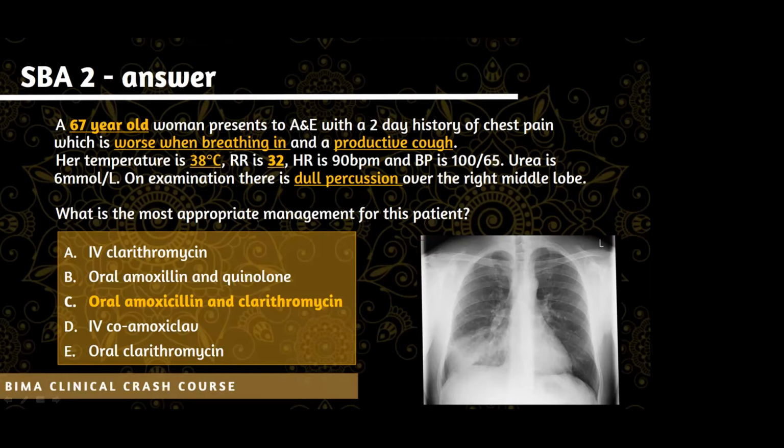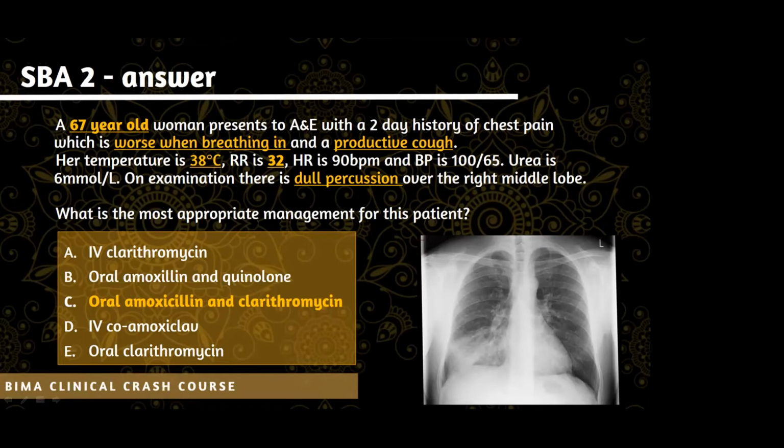When you examine the person, it's dull to percuss over the right middle lobe. I'd also expect them to have slightly reduced air entry on the right, and it could be quite crackly on auscultation, especially over the right. And then if you take a look at the chest x-ray, that's your main source of consolidation.